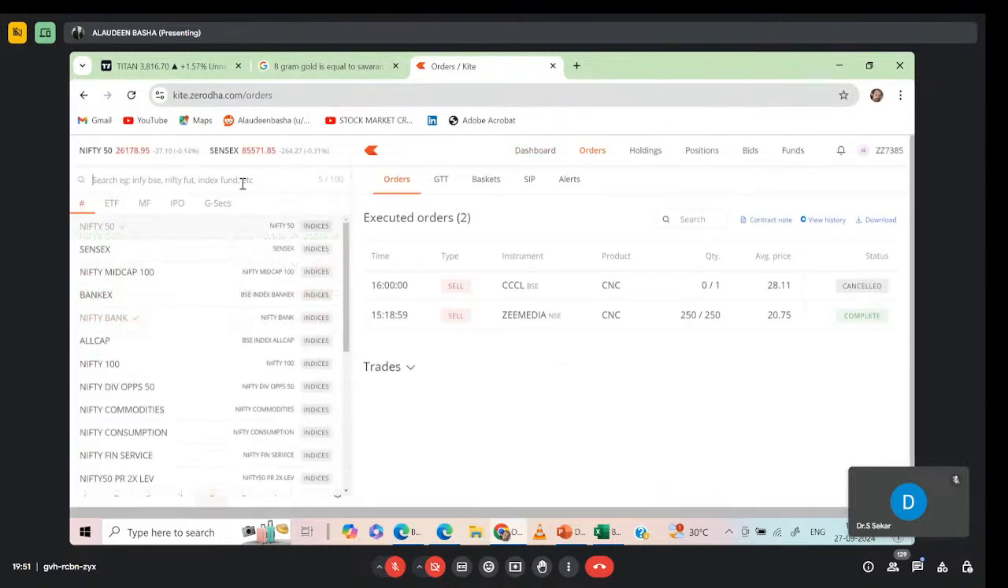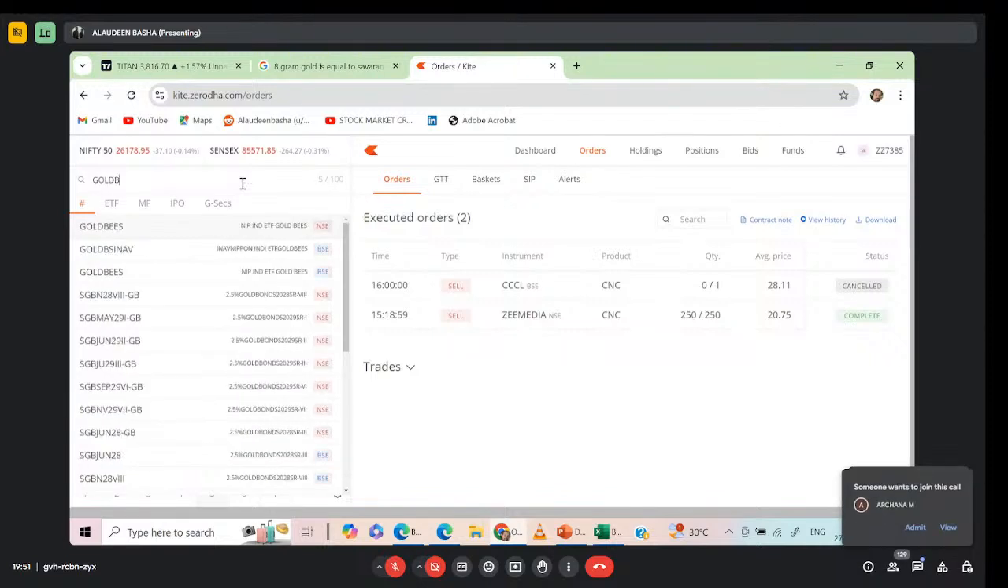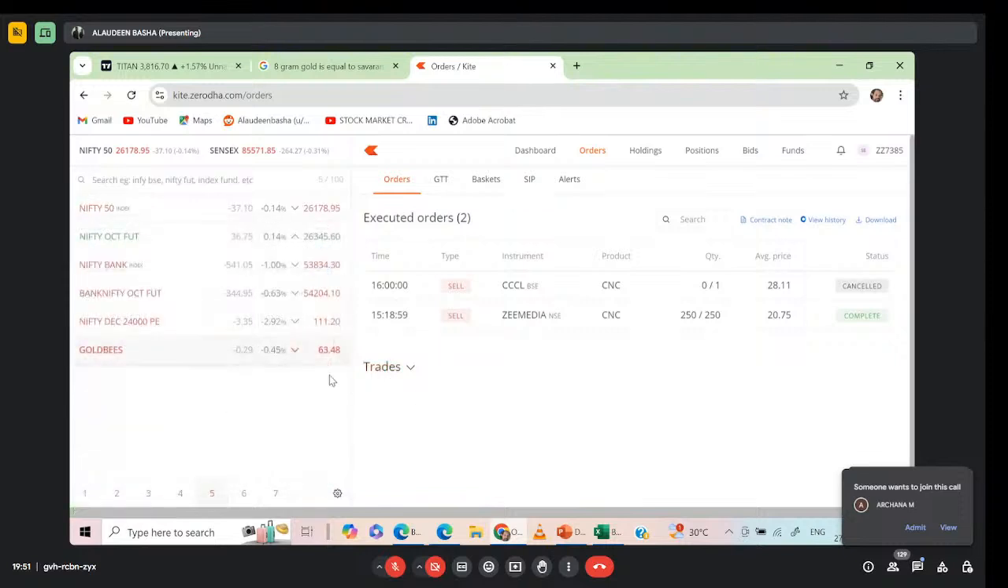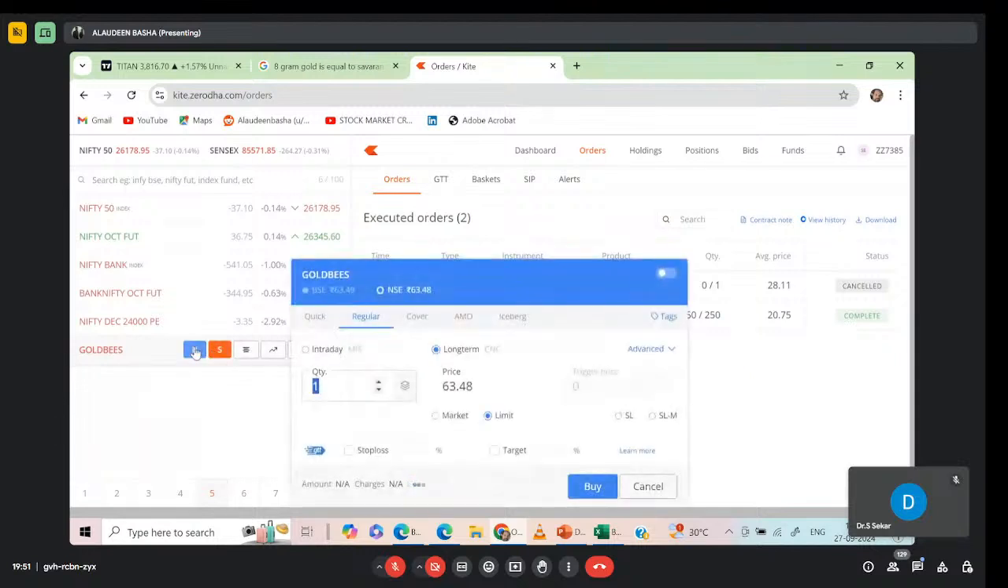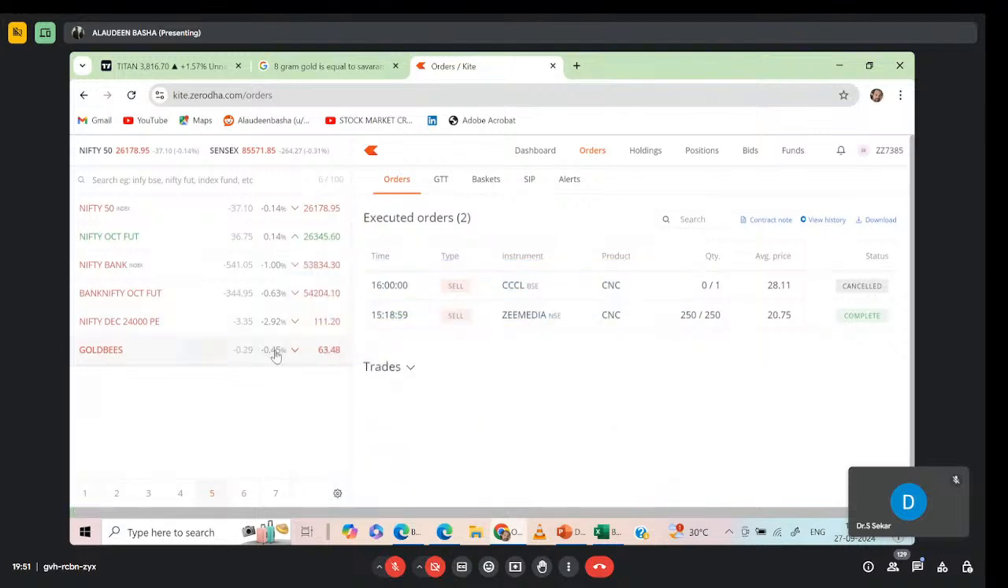Okay, I can add the Gold Bees, Nippon India Gold Bees. What's the price of Gold Bees? Anyone? 63 rupees 48 paise. Yes, it's 63 rupees. You can buy it through any Demat account. Once the gold price increases, Gold Bees also increases. For example, every day, or at least once in 15 days or monthly, you can add some Gold Bees. It will give huge return in future.